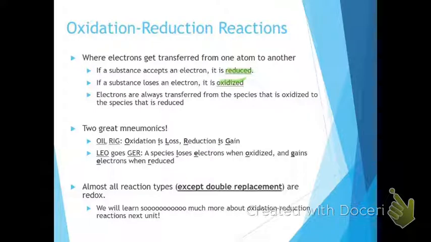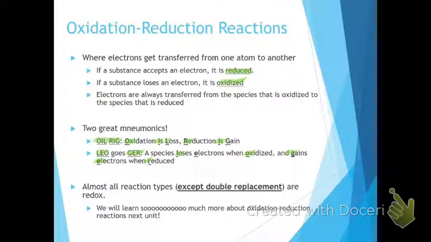So if it's losing something, it's not just losing them, it is giving them to something else, the one that accepts it, which is reduced. To help us remember that, we have a couple different mnemonics. We have OIL RIG: the OIL stands for oxidation is loss, the RIG stands for reduction is gain. And then we have LEO goes GER. LEO stands for losing electrons, oxidation, and GER, gaining electrons, reduction.